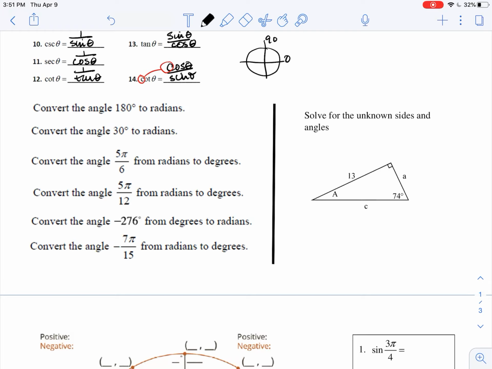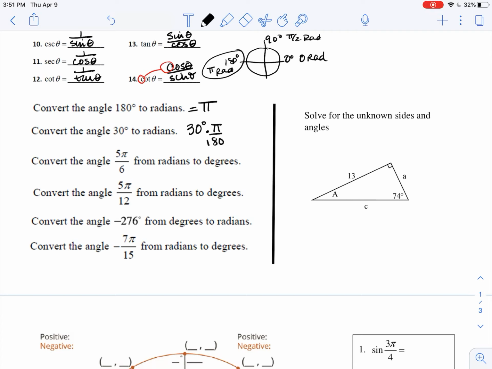Okay, we have some formulas to convert degrees to radians. Remember on our unit circle, we have 0, 90, 180, and then this is also 0 radians, pi over 2 radians, and then at 180 we have pi radians. These are equivalent. This is what we're going to use to convert. So convert the angle 180 to radians, well, that just equals pi.